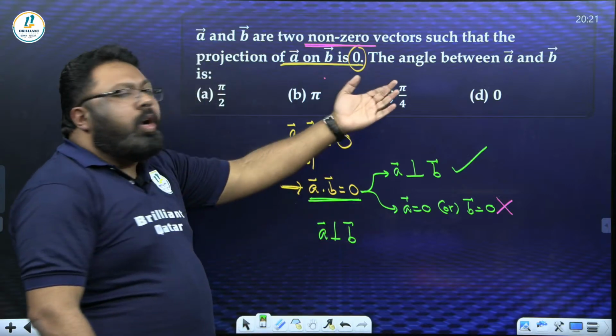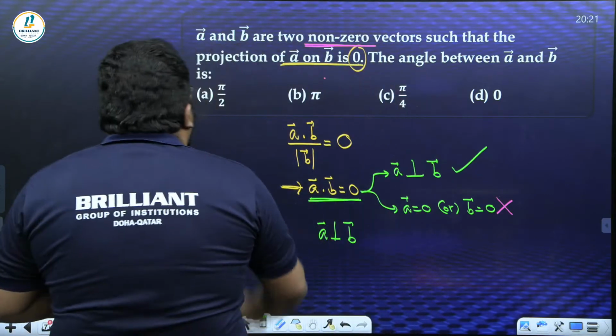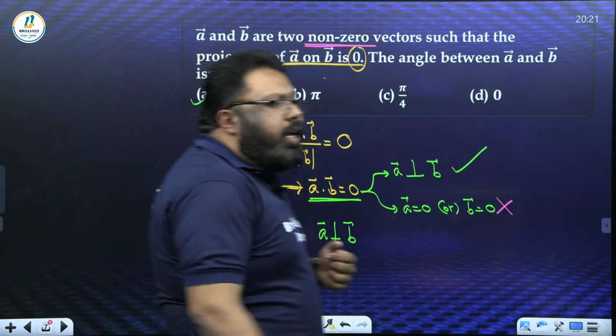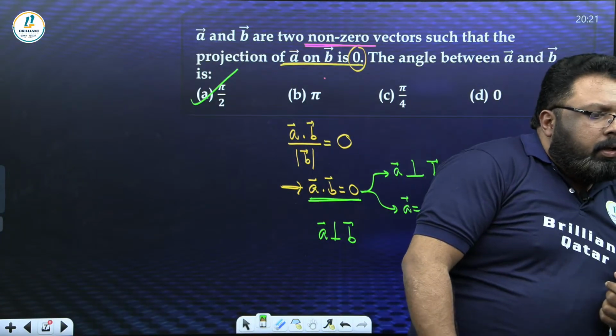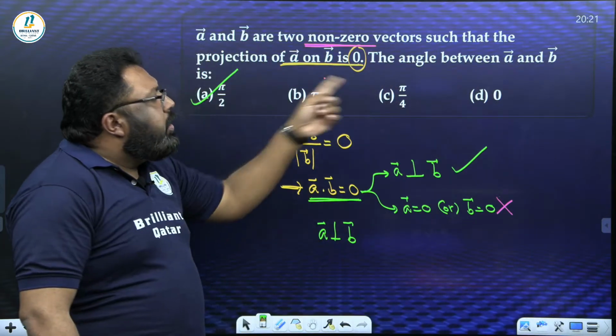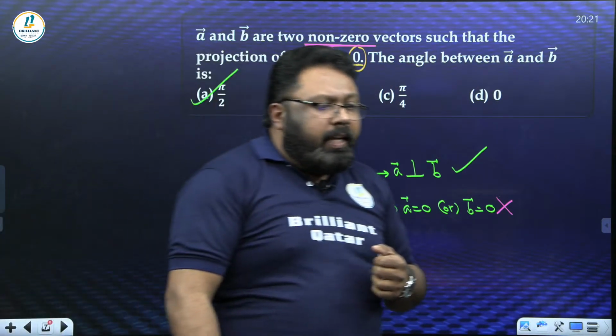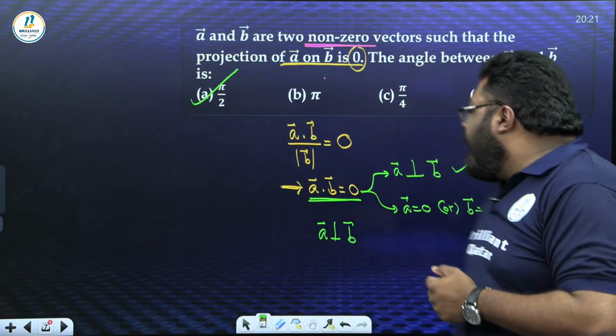Question is, what is the angle between A and B? Come on, answers coming up. Very good. Option A, pi by 2. Very good, all of you. Magashri, Sanjay, and Kumar, your answers are all right. Yes, it's pi by 2. The angle between the two vectors is 90 degrees. Hope this question is very clear.